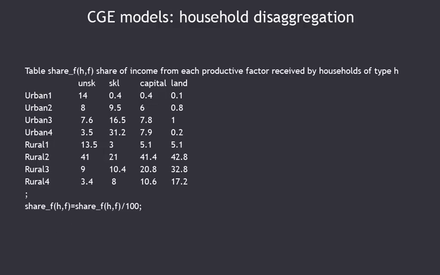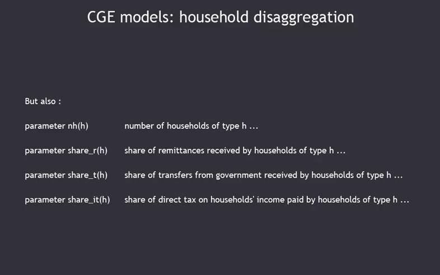The distribution of the income of each factor of production between the categories of households is also required, again represented here by a double entry table. Also needed are the number of households in each category, the share of remittances from abroad received by each category of household, the share of government transfers received by each category of household, and the share of each category of household in income taxes. It is therefore clear that the disaggregation of households requires the accumulation of statistics that are not necessarily easy to collect.